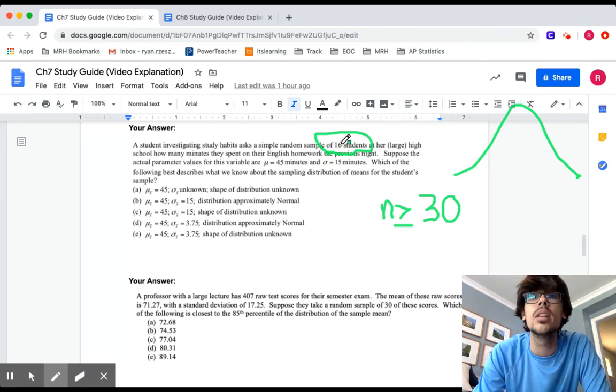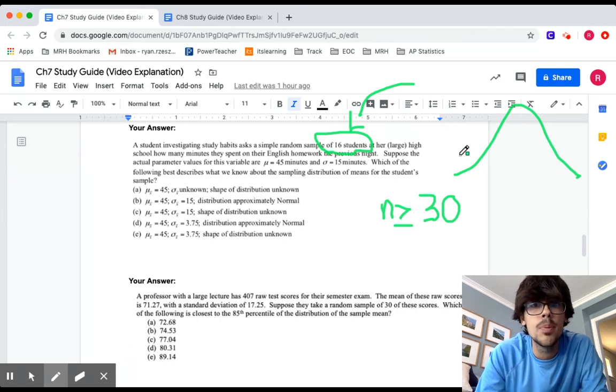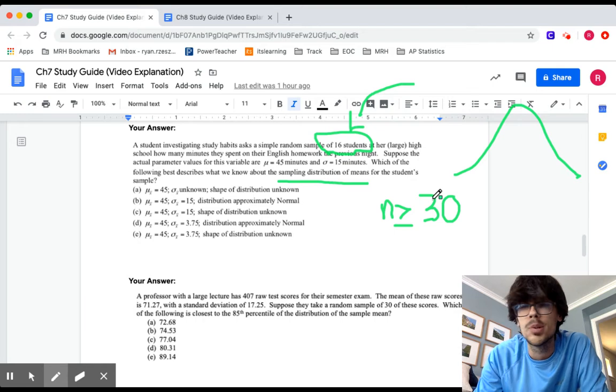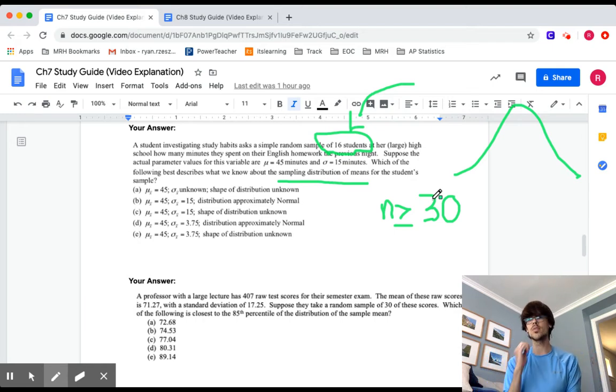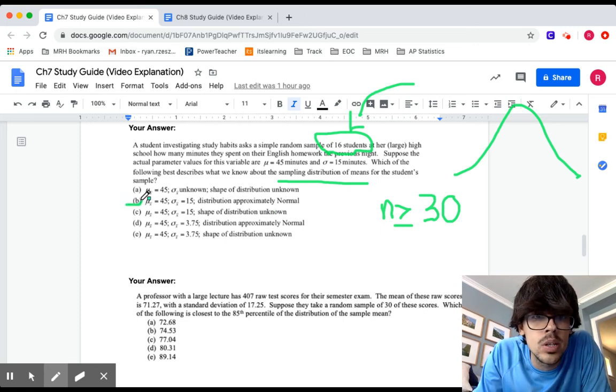Unfortunately, our sample size is not big enough. We only have a sample size of 16. So we actually can't say confidently what shape the sampling distribution of the mean will be. We don't know. It's going to resemble whatever the population is. So if the population's left skewed, x bar would still be left skewed at this point, but we don't know what the population is. So we do not know that the distribution is normal. So the choices that talk about normal are going to be outs.